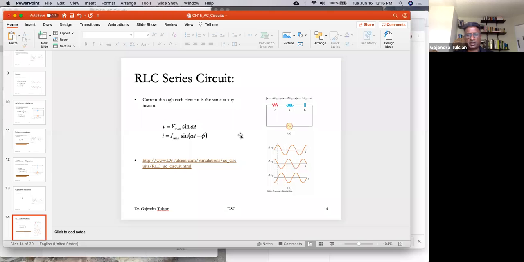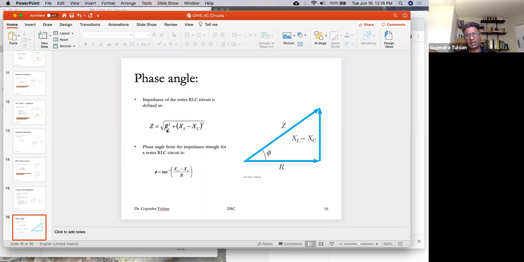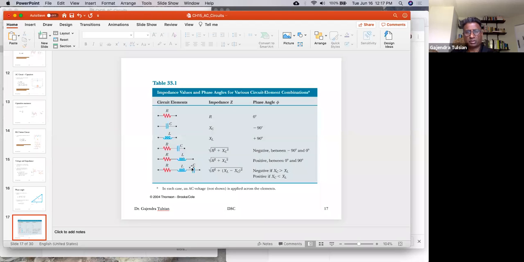For an RLC circuit, Imax is Vmax over Z, and Z is the square root of R squared plus (XL minus XC) squared. XL and XC are dependent on frequency, and so Z is dependent on frequency. The phase angle, the second thing we were interested in, is tan inverse of (XL minus XC) divided by R. This table summarizes Z and phi for these combinations.